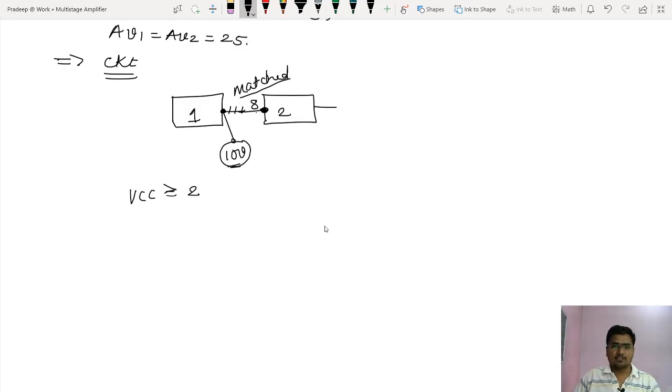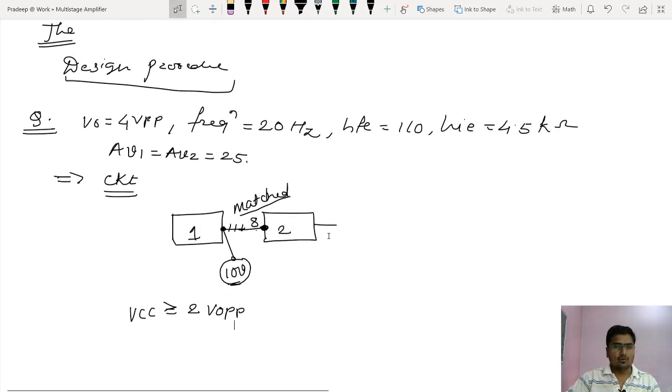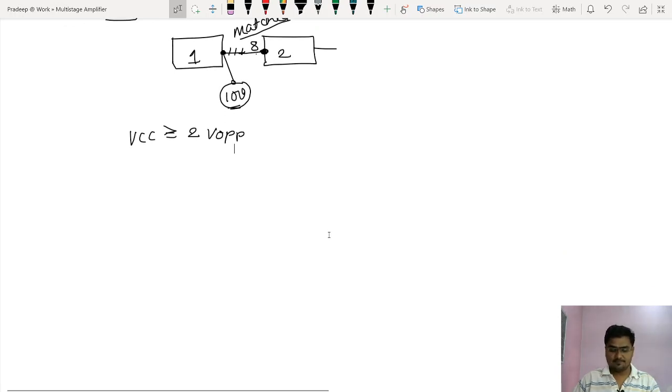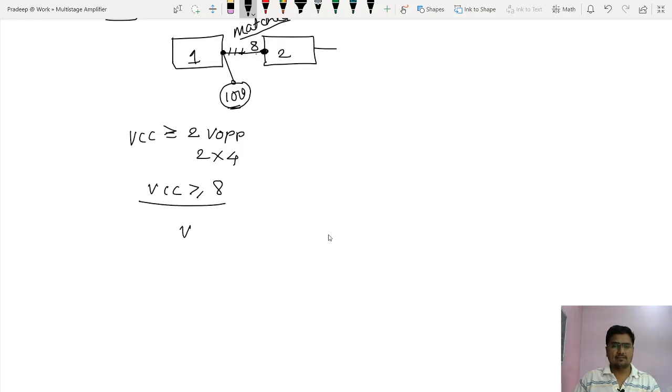It is twice of VO peak to peak. Now how much VO peak to peak is given, just check. Okay, 4 volt is the VO peak to peak given. So 4 volt multiplied by 2 is equal to 8. So I can select VCC greater than or equal to 8. As I want VCC greater than or equal to 8, I will select VCC equal to 10 volt. You can select 10 volt, 12 volt, 11 volt, no issue. For a nice standard, I am selecting VCC equal to 10 volt. So this is the first thing I have calculated.